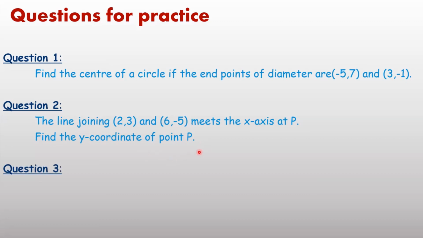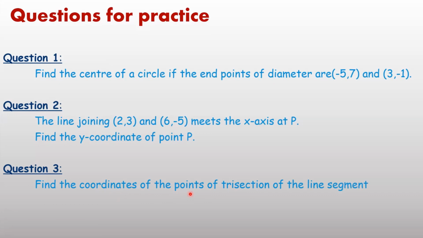And after solving question number 2, also try to find the ratio in which the x-axis divides the line segment joining the points. In question number 3, find the coordinates of the points of trisection of the line segment joining the points. I have already covered one example here, so you can solve question number 3. You have to complete these 3 questions and give your answer.